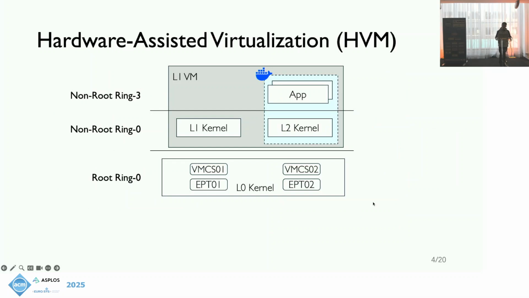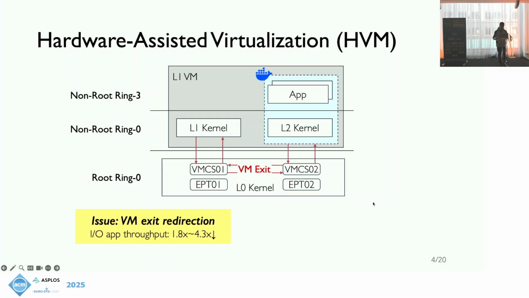When hardware-assisted virtualization, or HVM, is used, the secure container and the L1 kernel are isolated in different VMCS. The L1 kernel relies on the L0 kernel to manage secure containers. When the container triggers a VM exit, it first traps to the L0 kernel, and the L0 kernel resumes the L1 kernel. After handling the exit, the L1 kernel returns to the secure container with a reversed process. This redirection incurs high context switching overhead.